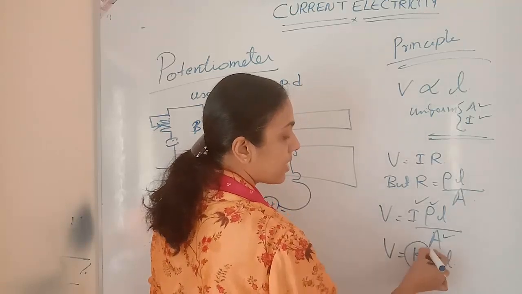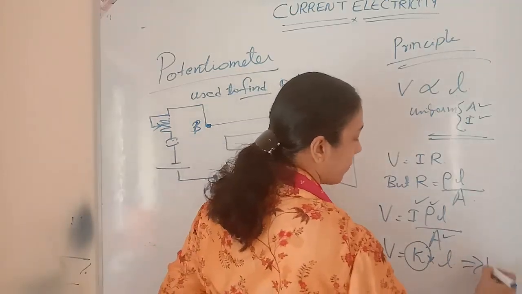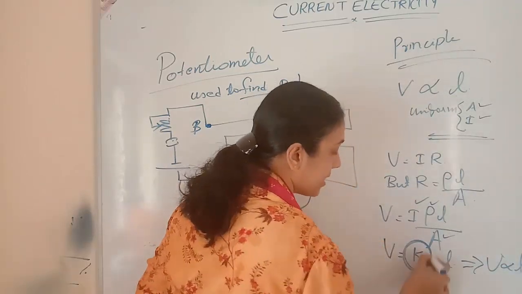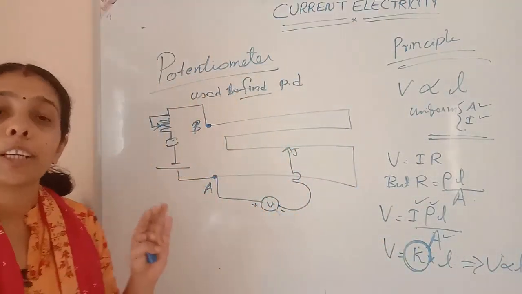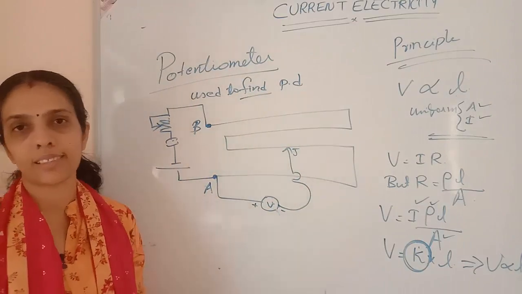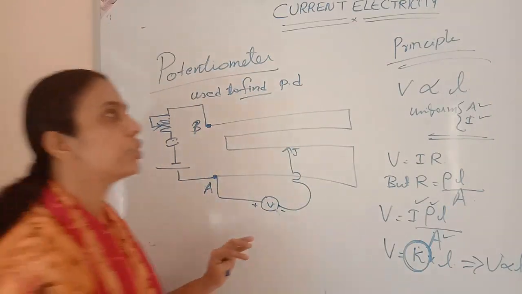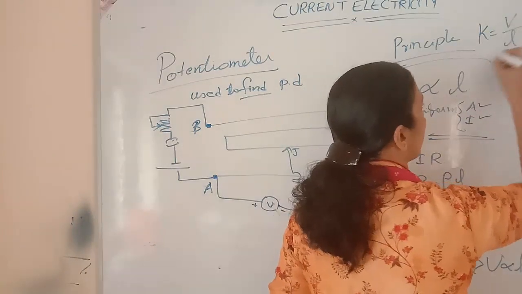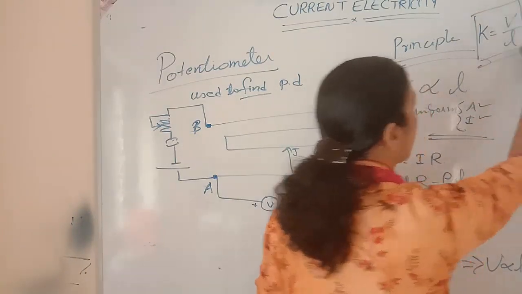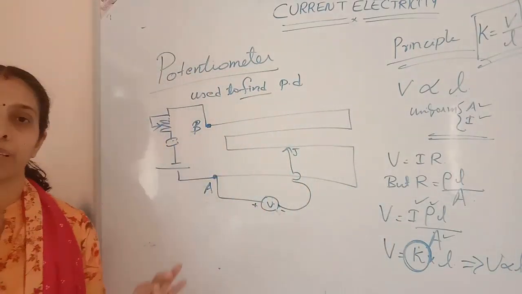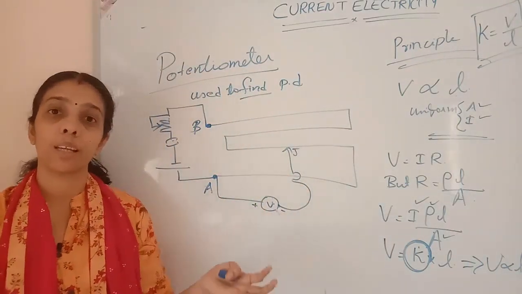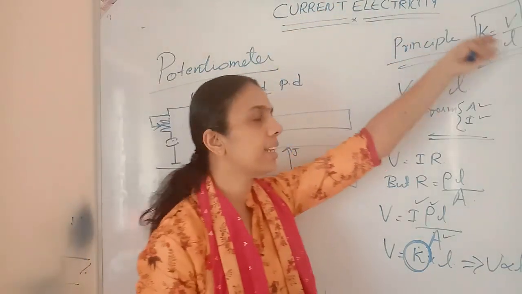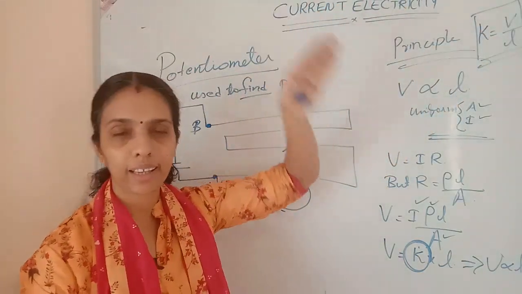Okay, this is a constant, right? So I can write it as V is proportional to L. This K is called the potential gradient, that K is equal to V by L. Okay, these portions and all you should learn properly, otherwise many questions can be asked at the time of Viva also. So V by L is called a potential gradient.